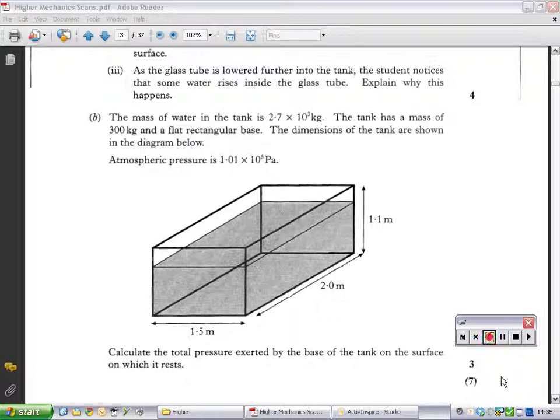Okay, this is part B. This is 2003, question 23. We did half of it last day. We're just looking at the second half just now.